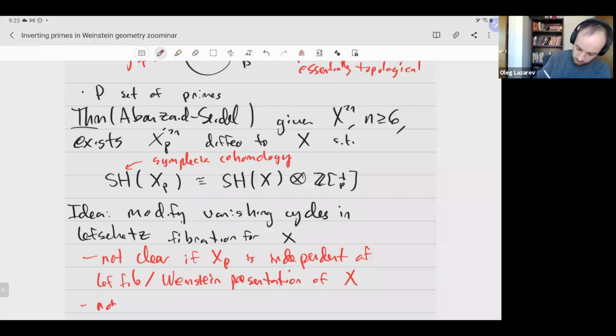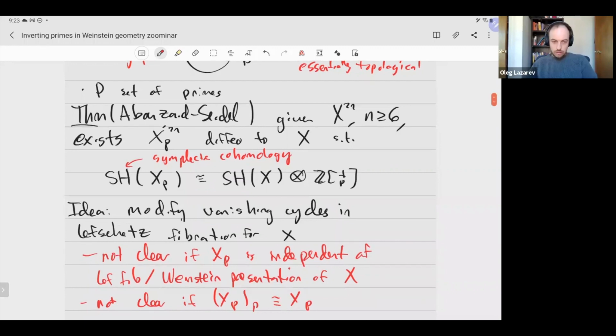It's also not clear if it's idempotent from their construction. But at least the first property is satisfied. So this is a good indication that something interesting is going on. Any questions so far? Yes.